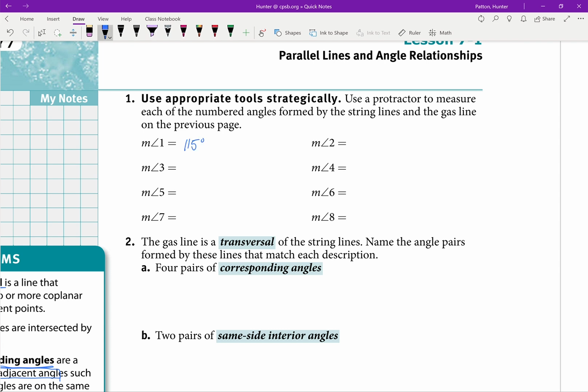Measure of angle 2 is 65 degrees. Measure of angle 3 is also 115 degrees. Measure of angle 4 is also 65 degrees. Measure angle 5, 115. Measure angle 6, 65. Measure angle 7, 65. And the measure of angle 8 is 115 degrees. So, if you're looking at this, wow, we have two different possibilities for all these angles, either 115 or 65. Think about that. That might come in handy in a second.